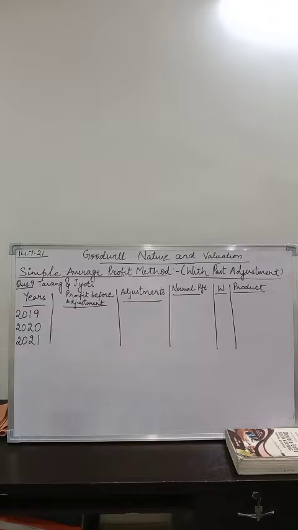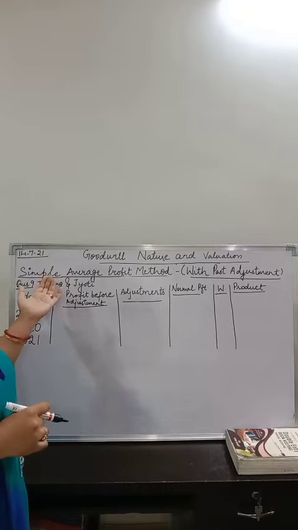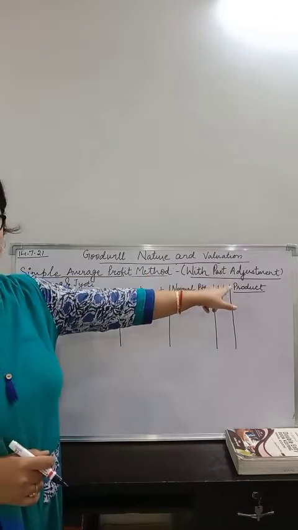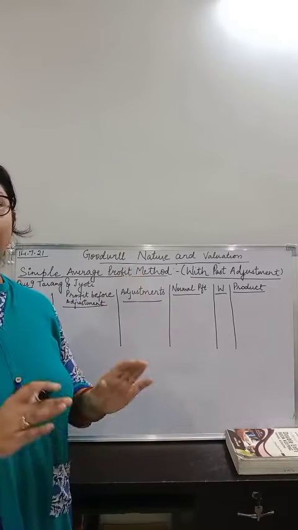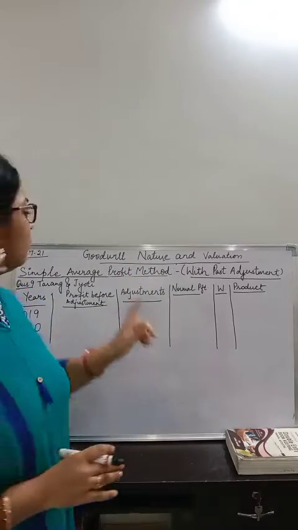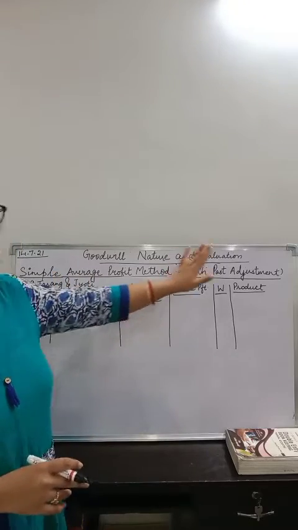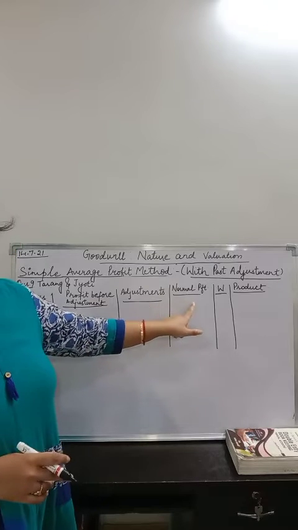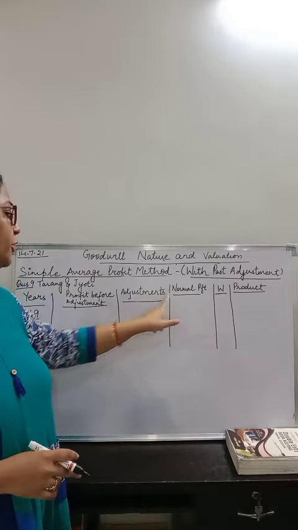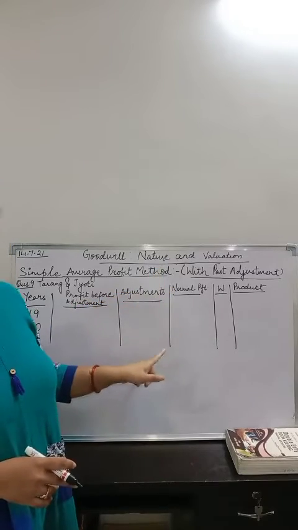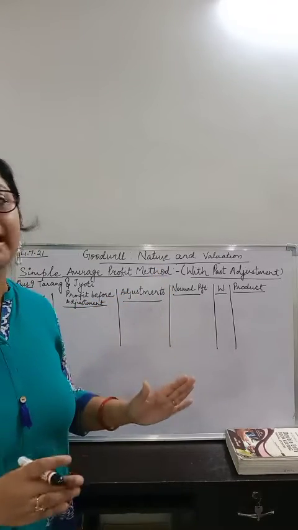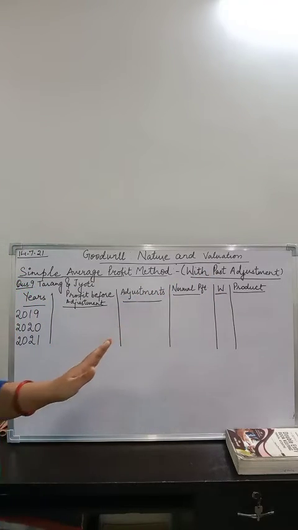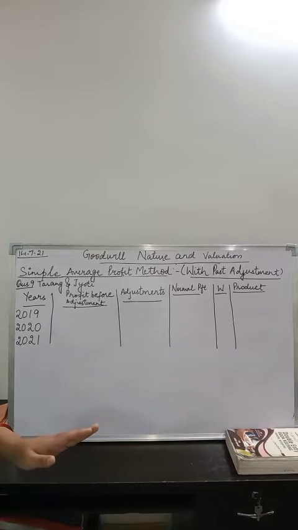Alright children, as I told you, we will now discuss one example of simple average profit method but with past adjustments. The application of formula is almost the same as what we did for simple average profit method without adjustment, but only two columns will increase, adjustments and the actual profit or the normal profit you say, which is after the adjustments were made. Now let us see when simple average method is followed, how we do the past adjustment. The question that I have selected is question number 9 from your textbook.